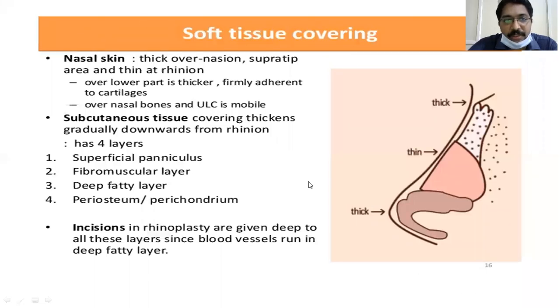Okay, coming to the subcutaneous tissue. It has 4 layers: superficial fatty layer, fibromuscular layer, deep fatty layer, and periosteum/perichondrium. Here, incisions in rhinoplasty are given deep to all these layers. Why? Because the blood vessels run deep to the fatty layer.